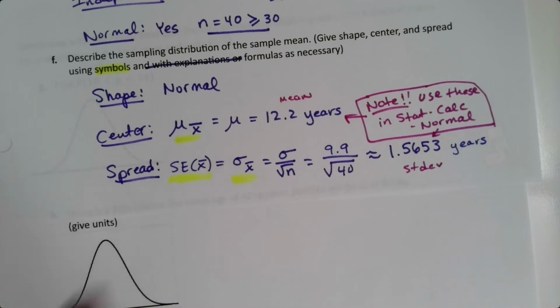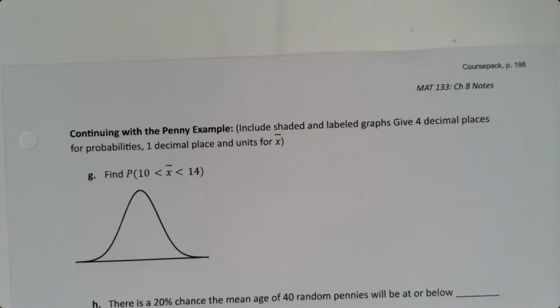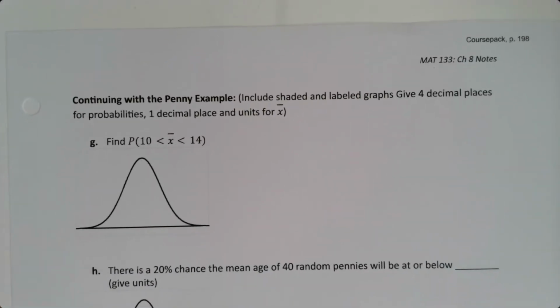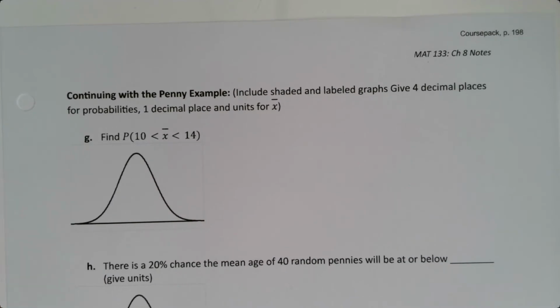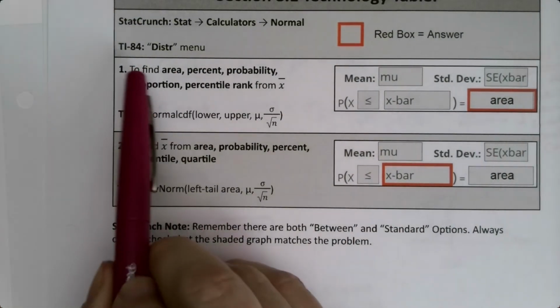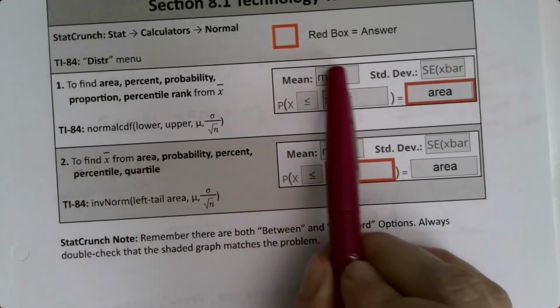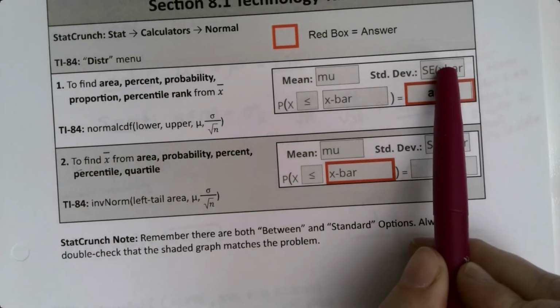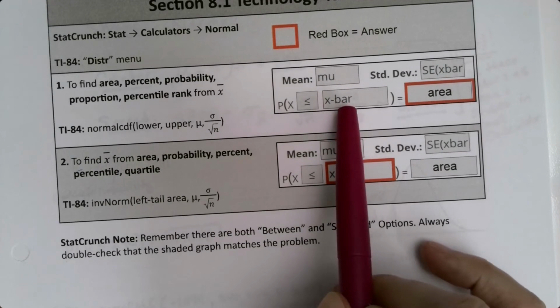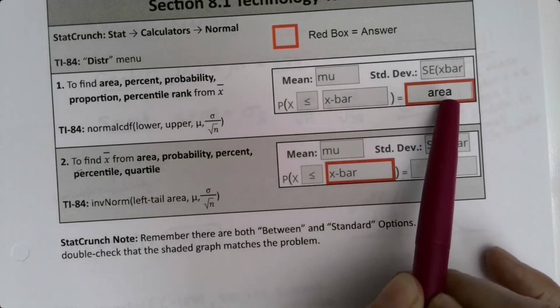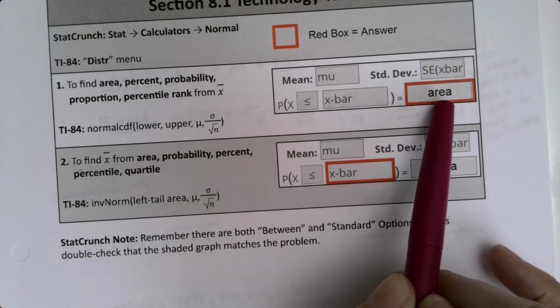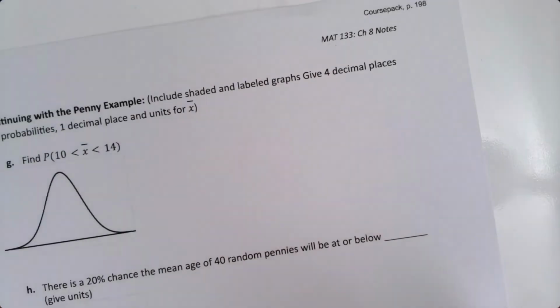The standard error is the standard deviation of the sampling distribution. It's of the X bar distribution. So let's get to here. It wants us again to find a probability. If we use our technology table, we'll put the mean and the standard error right here, and then we put the X bar that's given here, and it will find the area for us. The area is the probability. Area and probability are one and the same under a normal curve.